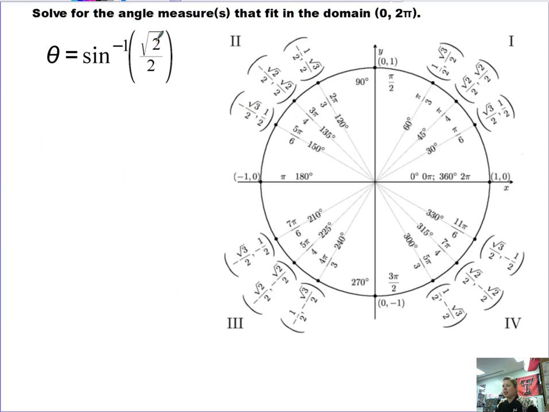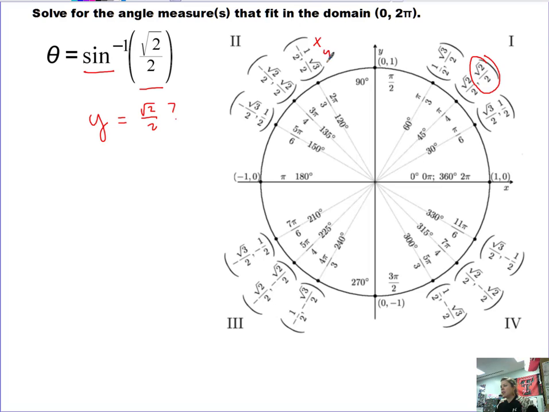And then for the next one, sine, inverse sine of square root 2 over 2. It's the same thing, only now we're talking about sine. So when I see sine, I should think the y value. And when does the y value equal square root 2 over 2? That's what I'm thinking. So here we come to the unit circle. Here's the y values over here.